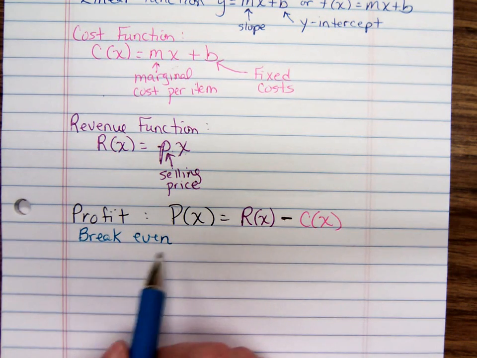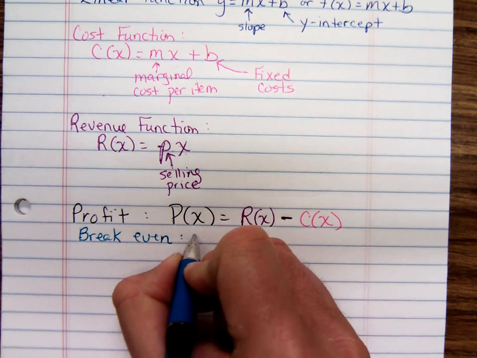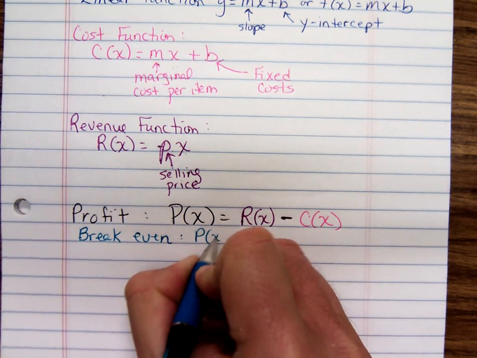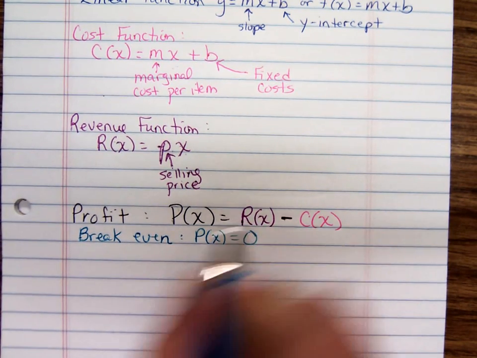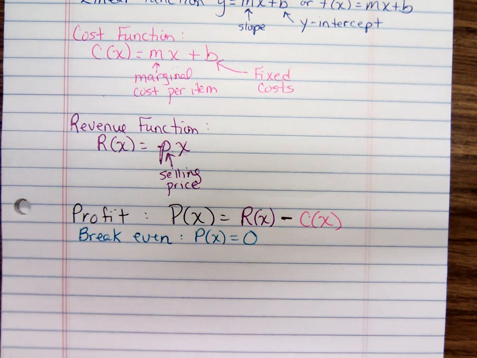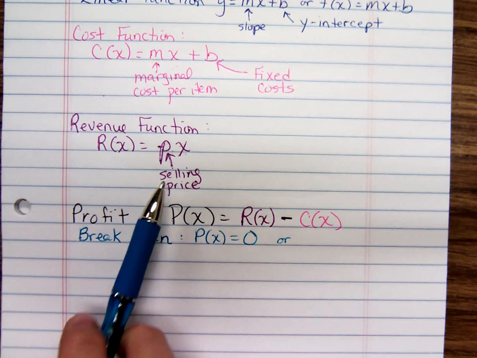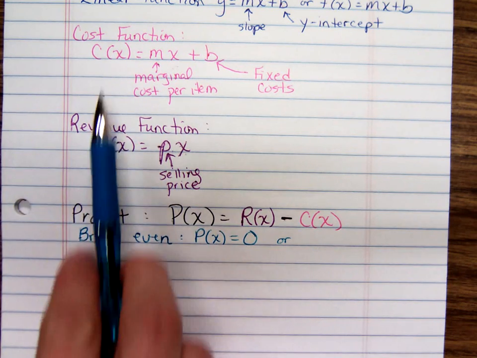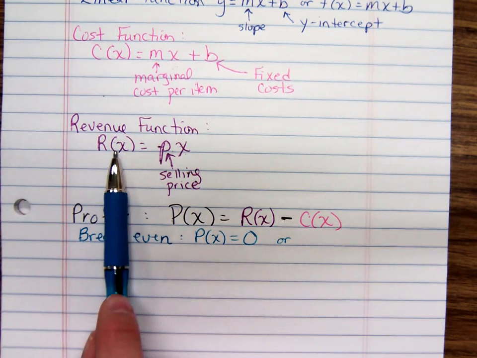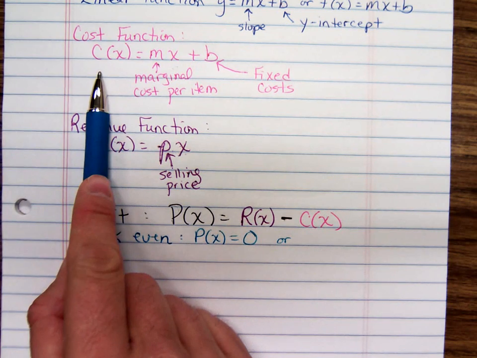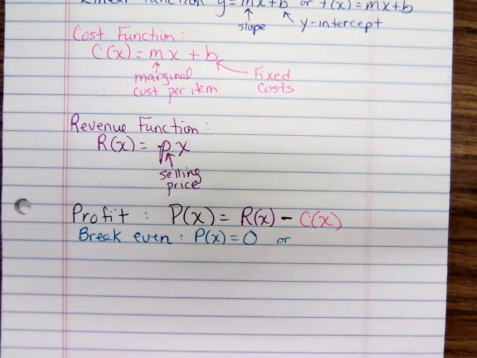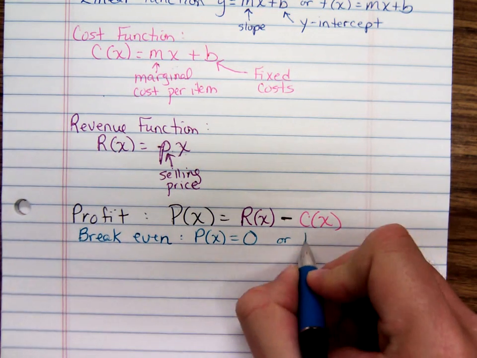But the break even occurs when a profit is zero, or another way you might define break even, if a business's revenue equals their cost. If the amount of money they're taking in equals the amount of money they're spending, they're not making a profit, but at the same time they're not making a loss.